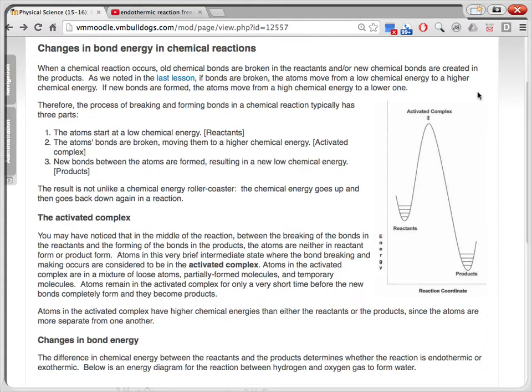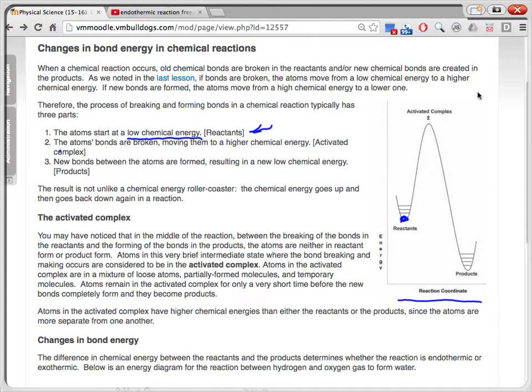So if we look at this as all one piece, we have sort of this diagram over here, and so we start off with our reactants. They have a certain chemical energy down here. Their atoms start at a relatively low chemical energy, and they have that low chemical energy because they're at that lowest energy because they're most stable there. They're sharing electrons, they have that full outermost energy level. But to react them, we have to pull those atoms apart.